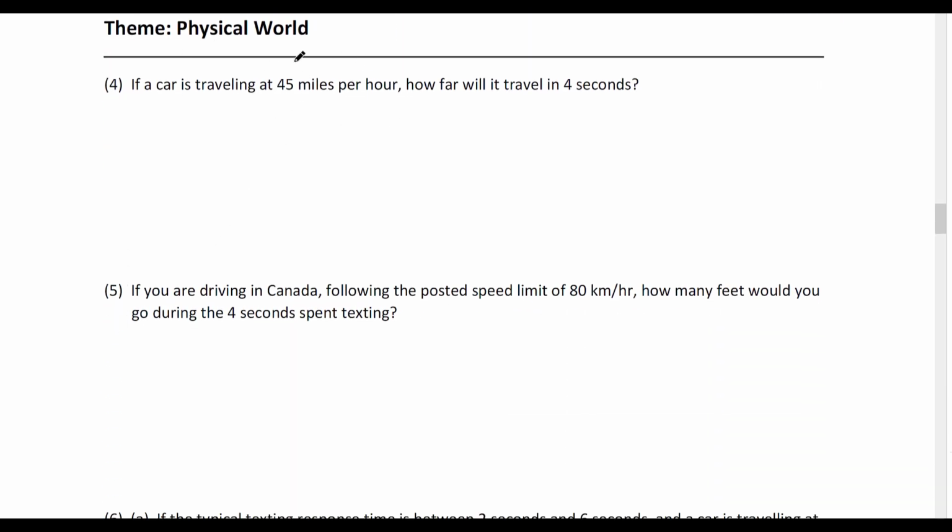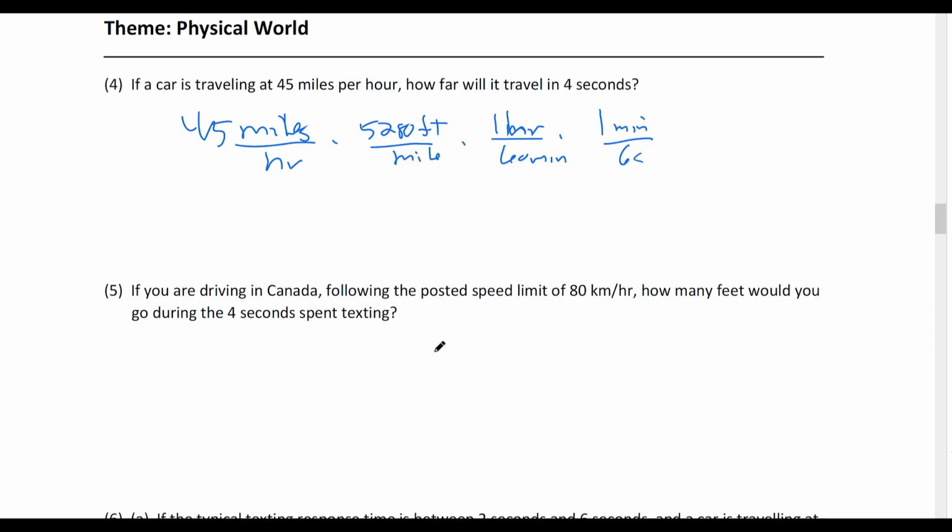So this is doing the same kind of thing. Traveling 45 miles per hour. How far will it go in 4 seconds? So 45 miles per hour times 5,280 feet per mile times 1 hour over 60 minutes times 1 minute over 60 seconds times 4 seconds.